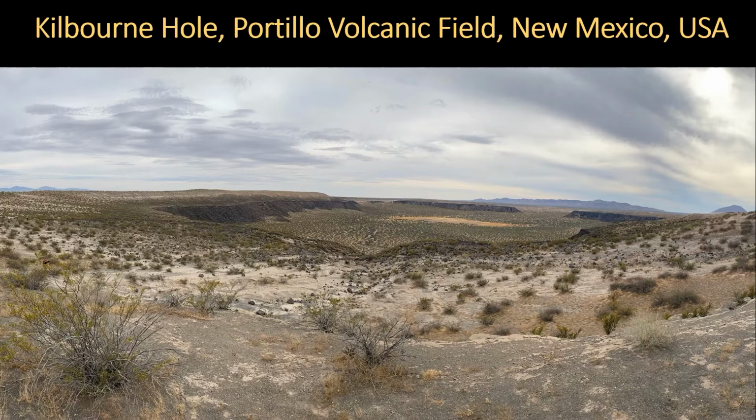So now I'll move into talking about field sites. The first one I'll cover is Kilburn Hole in the Potrillo Volcanic Field in New Mexico. And here's just an image of part of the field site, sort of a glamour shot.